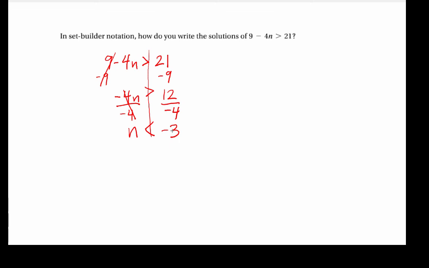Set builder notation. Here's how we do this. Curly brace. Our answer, the set, is the set of all n so that n is less than negative 3. Okay? So again, we'll be using this in our next couple lessons, and we'll throw another notation in there along with set builder notation that's called interval notation.